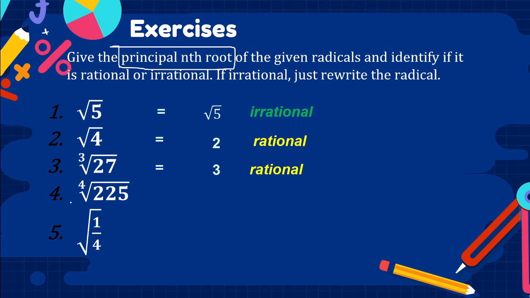Number 4, fourth root of 225. There is no fourth root for 225, so this is an irrational number. Principal root of 1/4. The answer is 1/2, and 1/2 is a rational number.